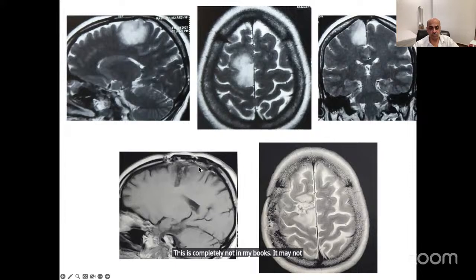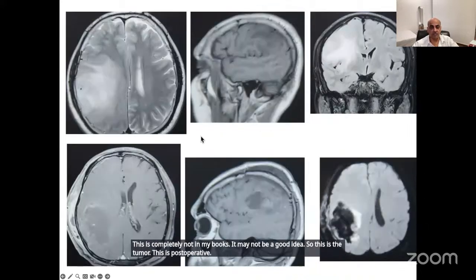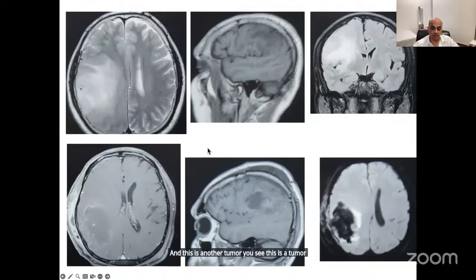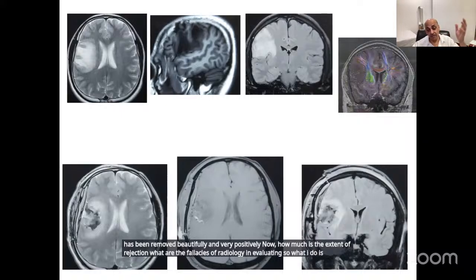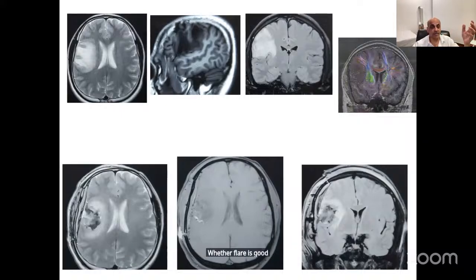So this is the tumor, this is postoperative, and this is another tumor. You see, this is a tumor in a dangerous area, and this tumor has been removed beautifully and very positively. Now, how much is the extent of resection? What are the fallacies of radiology in evaluating? Whether FLAIR is good, whether FLAIR is an indicator, these are controversial issues here and there.